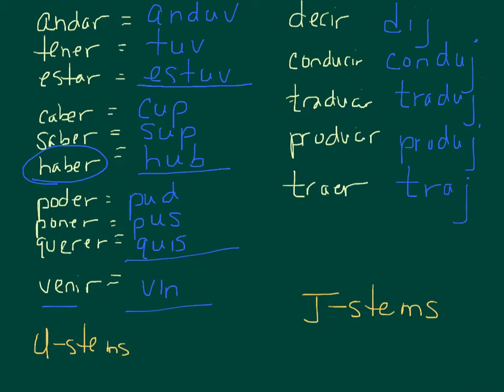If you're having a hard time with your J stems, just remember that these CIR verbs all have J's in their stems, and they bring traer along with them.